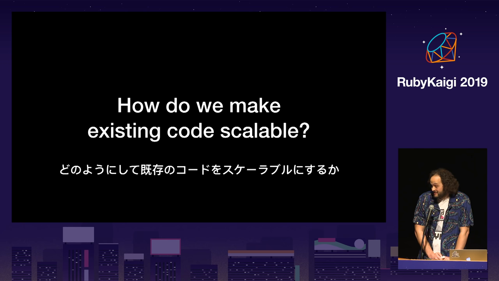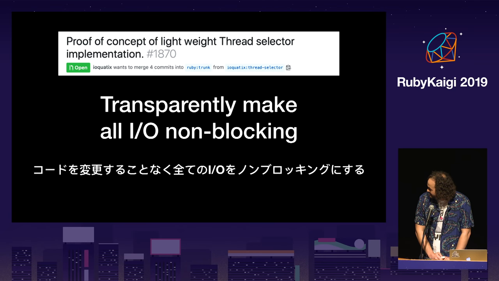So how do we make existing code scalable? Ruby is a dynamic language, and because of that, we can replace blocking primitives with non-blocking implementations. This is a pull request to transparently make all I/O in Ruby non-blocking. It's on a per-thread basis. This is the best solution to make existing Ruby code scalable with almost no changes. It's a relatively trivial change which can be easily implemented across MRI, JRuby, and Truffle Ruby.